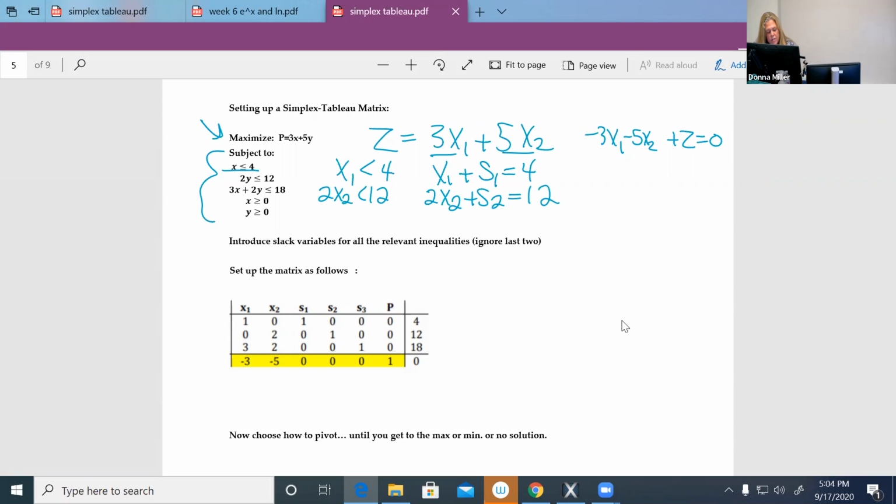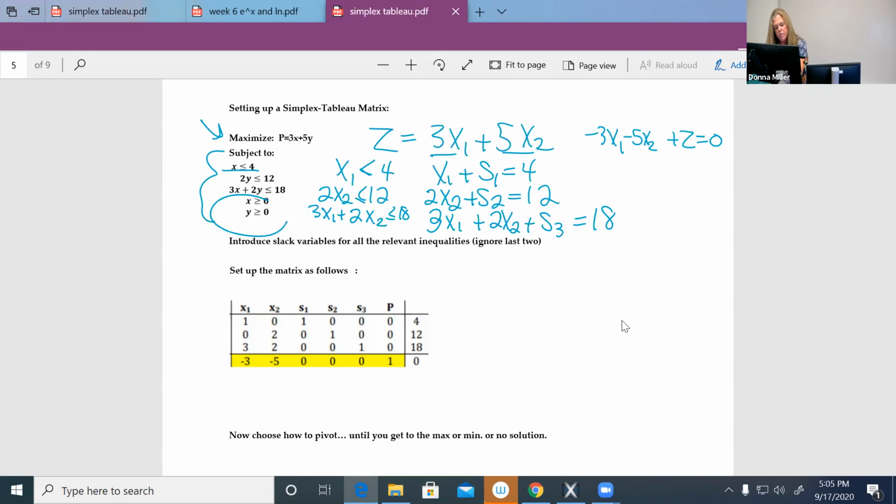Now, I'm going to tell you something. Oh, let me do this one. So this one would be 3X1 plus 2X2 is less than or equal to 18. So I add another slack variable, 3X1 plus 2X2 plus the third slack variable equals 18. Okay, that's all I'm writing.